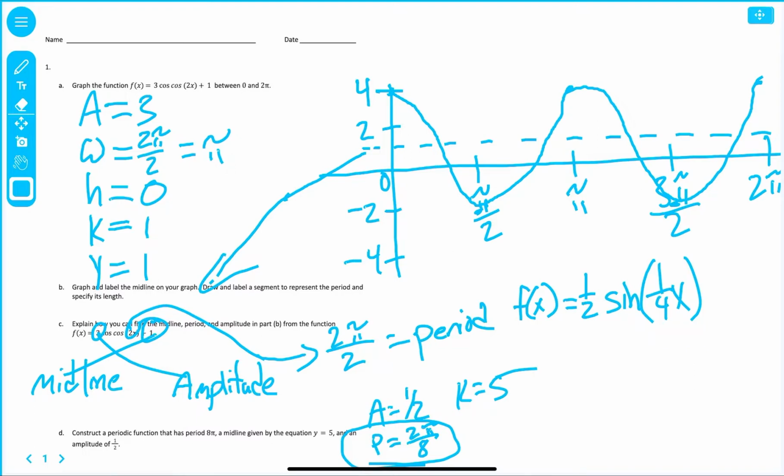Look in number 1. You didn't have pi up there. You said 2x. You don't need pi. You know that that's what it is. You would convert that back and say that that's going to be 2 pi over 8. You can convert it either way. And then just plus 5 to raise our midline.